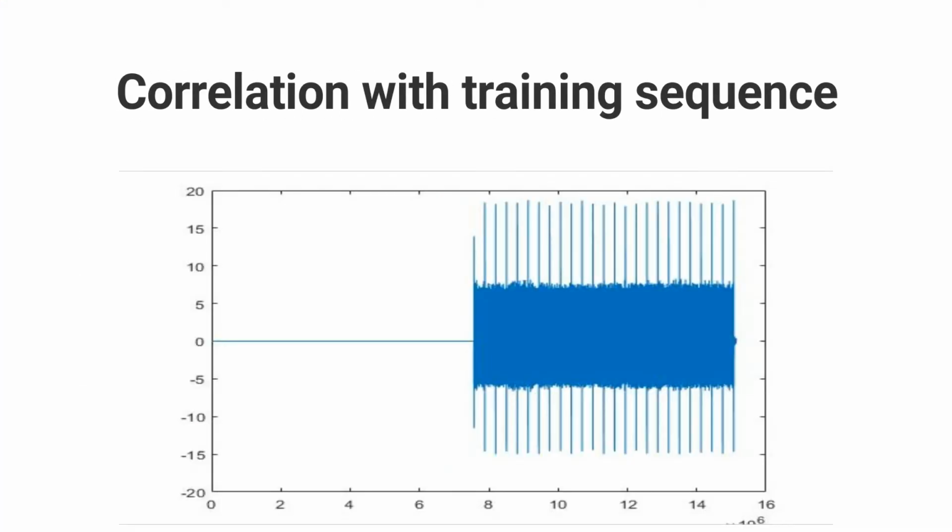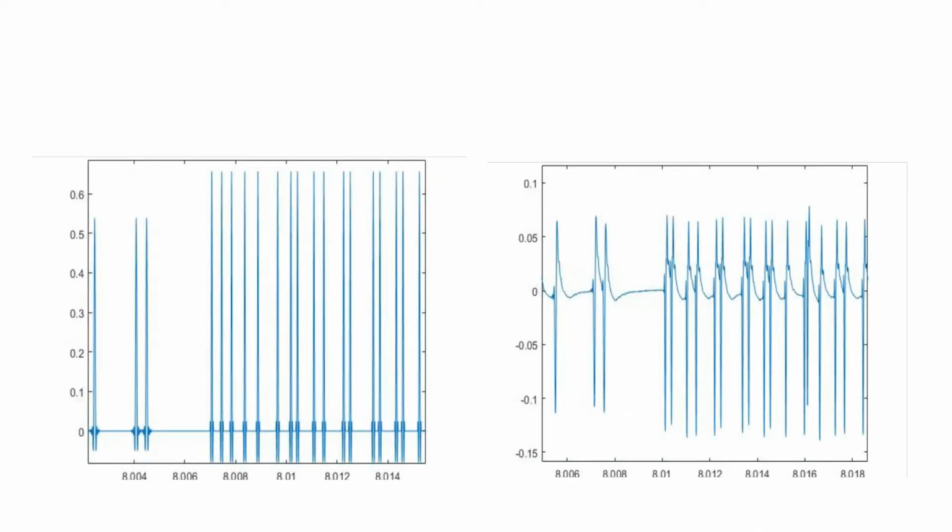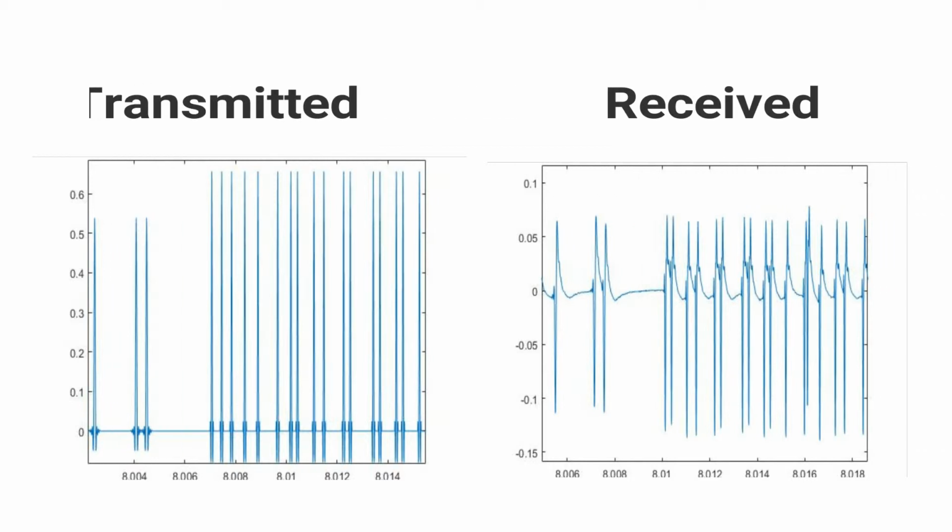By calculating the cross-correlation of the received signal and the training sequence, the receiver can detect in between what points the transmission of each package took place. Upon examination, the received data looks very different from the transmitted. This happens for two reasons.